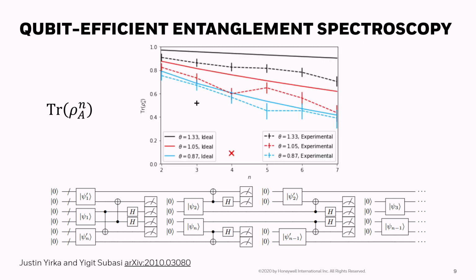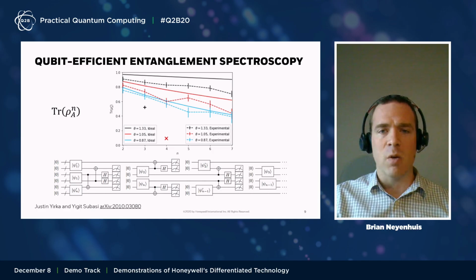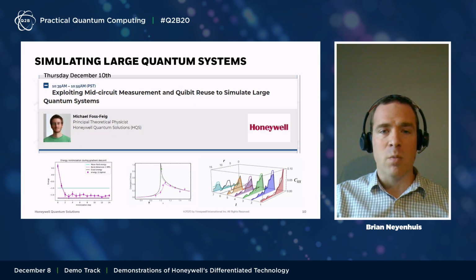So they ran this circuit. Here, there are 3 different lines for 3 different values of theta, so different amounts of entanglement in the 2-qubit state they were probing here. And you see the experimental data with the dashed line there. But I think what's more impressive than the match between the ideal and the experimental is the fact that they're able to go out all the way to n equals 7. So n equals 7 would typically take 28 qubits to do, but here just on the 6 qubits, they're able to measure this entanglement spectroscopy.